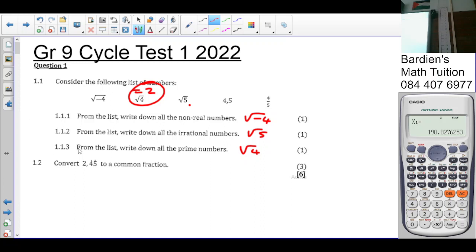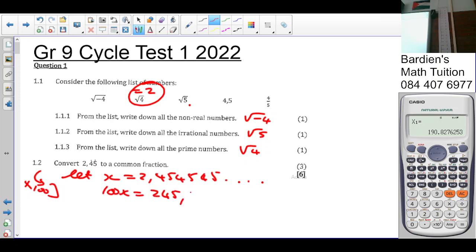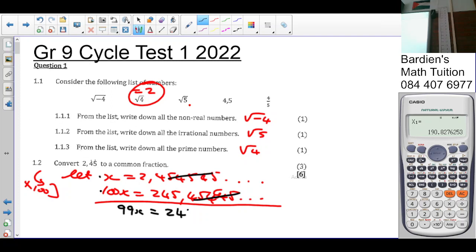Then the question says, convert 2.4545 recurring. That would simply be, we say let x equal 2.454545. How many numbers are recurring? 2. So I multiply this line by 100. So I get 100x equals 245.454545. So what I do is we say 100x minus x is going to give you 99x. That of course cancels, and 245 minus 2 is 243.